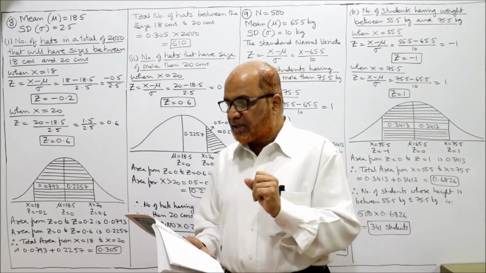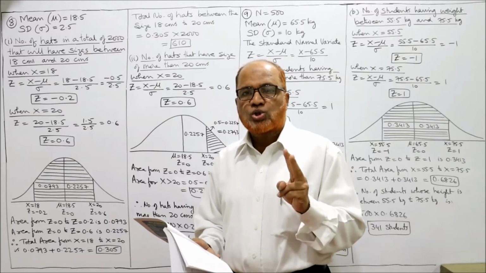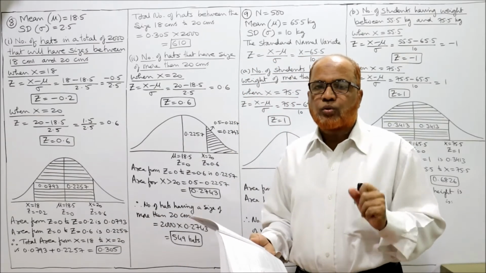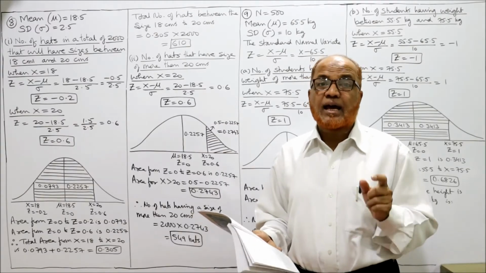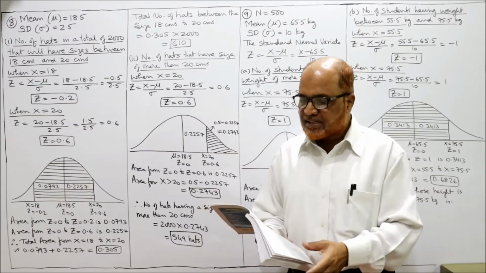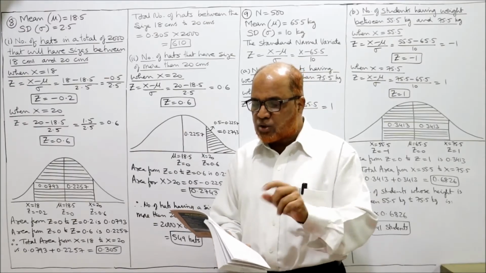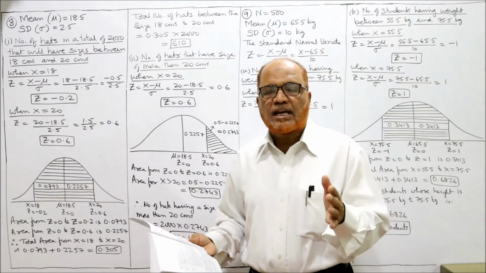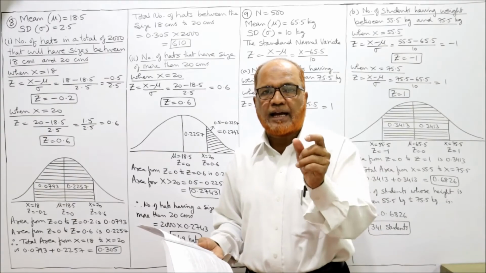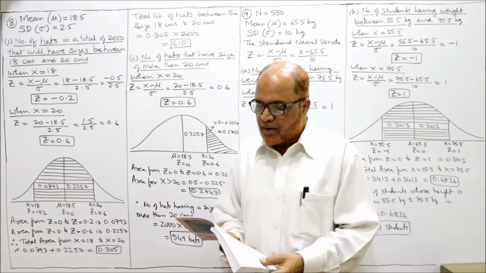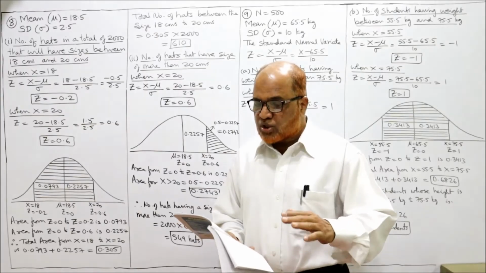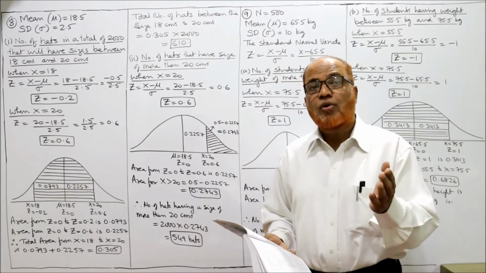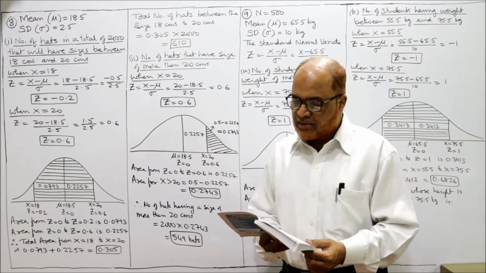Second question is more than 20 centimeter. So two questions are asked. Total number of hats are 2000. Out of 2000, how many hats are expected to have a size between 18 and 20? That is, out of 2000 hats, how many hats can have a size between 18 and 20? And the second question is more than 20 centimeter. How many hats are expected to have a size of more than 20 centimeter?